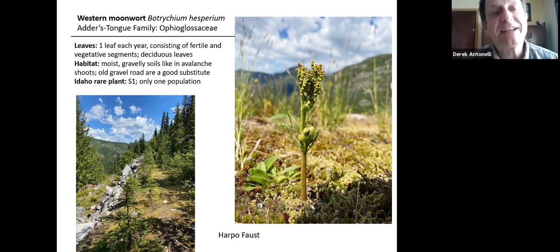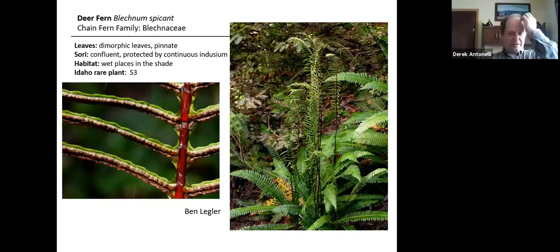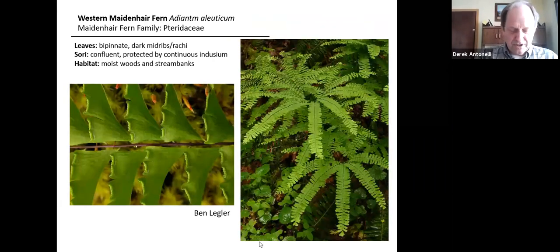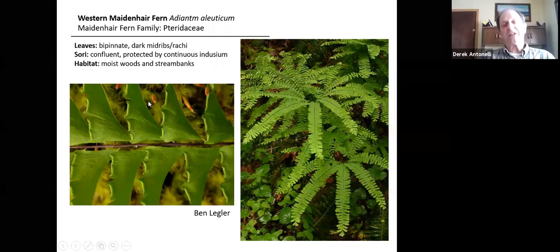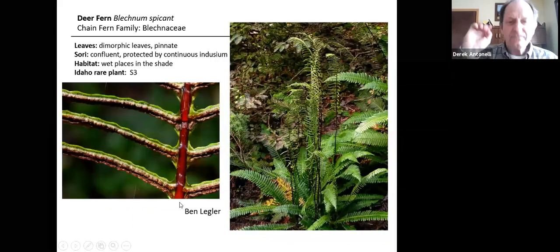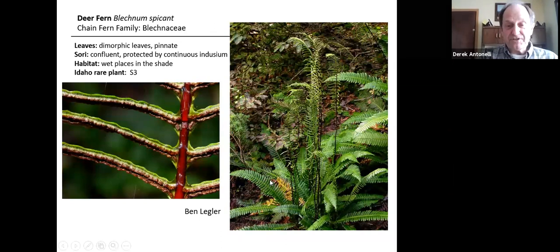This one, the elusive deer fern. Now, we went to Deception Creek where we heard there was a population of this. The Calypso chapter took a field trip to that. It's a rare plant, S3 in Idaho. It's another one of those with the dimorphic leaves. You can see the vegetative leaf and the fertile leaf.